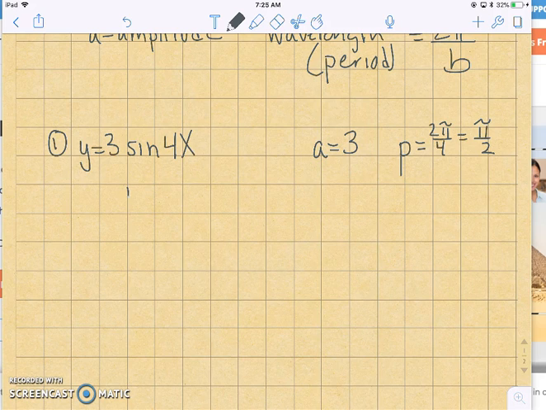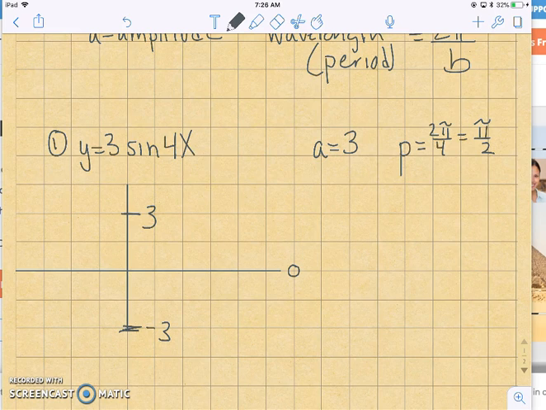Now when we graph this, our midline is at 0, and it goes up 3 and down 3 because of that amplitude. We don't have to count tick marks as long as we label it, so 3 and negative 3. Our period is pi over 2, so it does a complete cycle in pi over 2. That means it goes high, mid, low, mid, high, a complete wave.